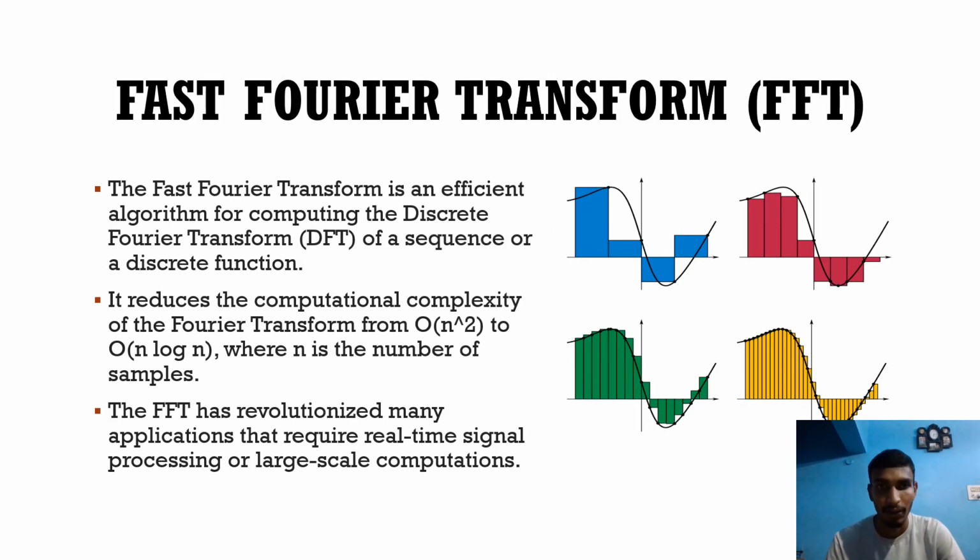Fast Fourier transform. The fast Fourier transform is an efficient algorithm for computing the discrete Fourier transform of a sequence or a discrete function. It reduces the computational complexity of the Fourier transform from O(n^2) to O(n log n), where n is the number of samples. The FFT has revolutionized many applications that require real-time signal processing or large-scale computations.